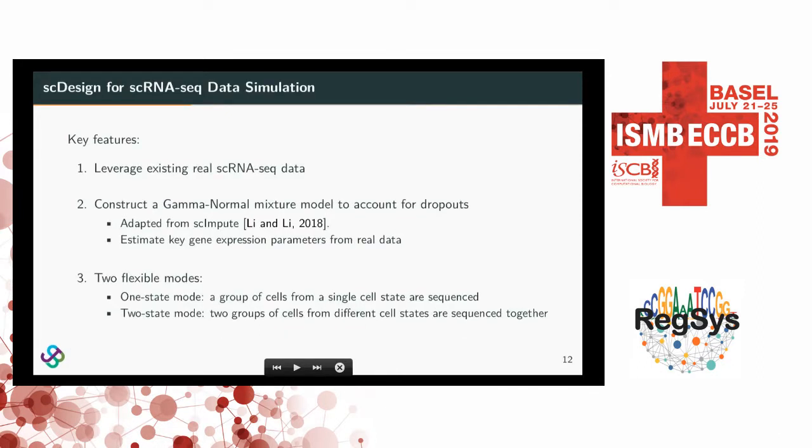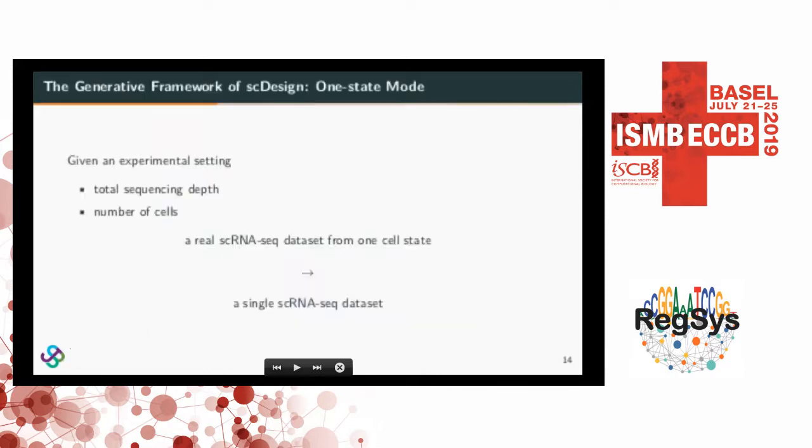One-state mode means that you just sequence a batch of cells together, while in the two-state mode, you sequence two batches of cells together, and they will compete with each other. So this is like the pooling case. Okay, so I will first introduce the one-state mode, which is the basis of the two-state or multi-state model. Given an experimental setting, the budget is the constraint. So we fix the total sequencing depth, and we vary the number of cells.